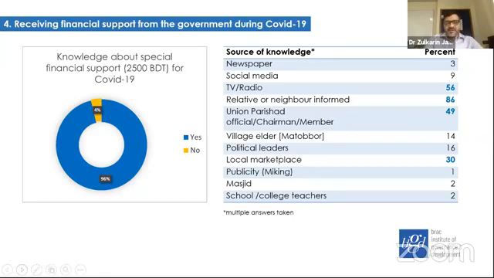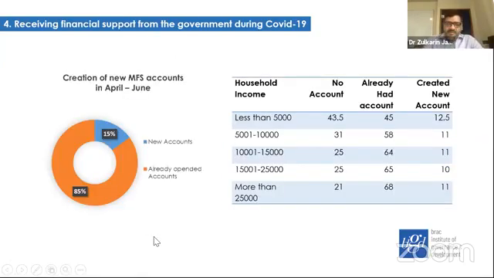Then if we go to the next one, because we're looking at April to June, we can see that 15% of people opened a new account during this period. When we see how this is distributed across households, with less than 5,000 it's about 43.5, 5 to 10 about 31, 10 to 15 about 25, and then it's gradually decreasing. So this is the new account holders. We can see that 45% already had an account, and only 12% created a new account. This is the percentage of new accounts opened during this period, which is mostly evenly distributed across the different income groups.